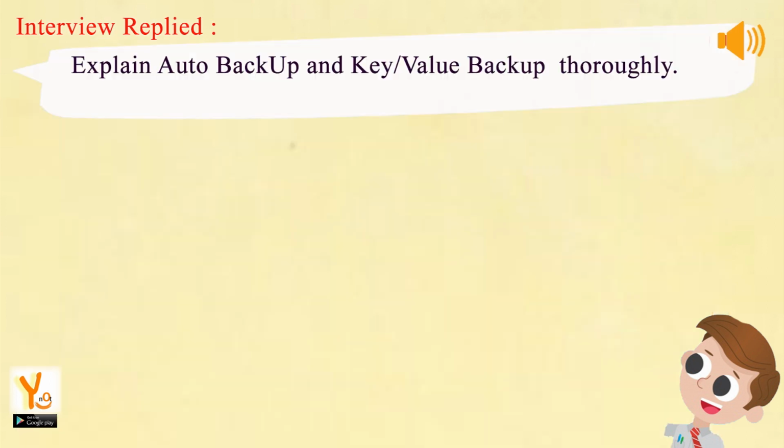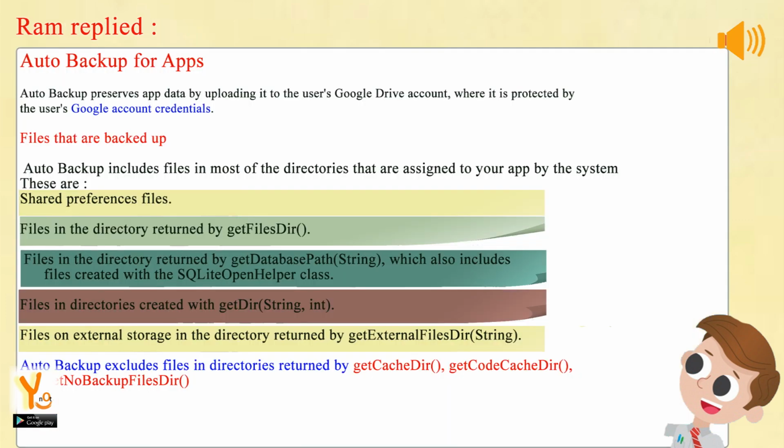Explain auto backup and key value backup thoroughly. Auto backup for apps. Auto backup preserves app data by uploading it to the user's Google Drive account, where it is protected by the user's Google account credentials. Files that are backed up. Auto backup includes files in most of the directories that are assigned to your app by the system.